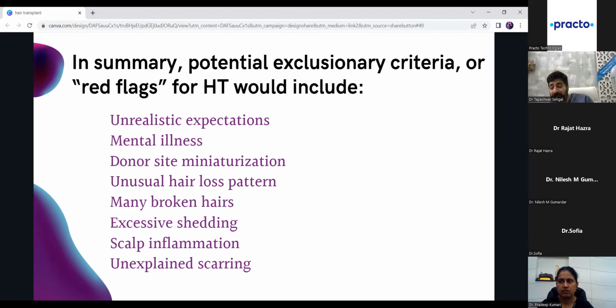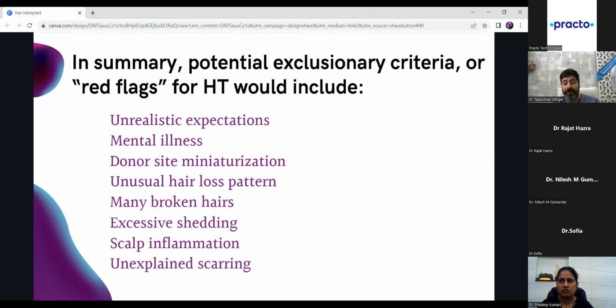Scalp inflammation like dandruff, some infection, folliculitis. You need to wait for at least that scalp inflammation to settle. Otherwise, the scalp bleeds so much, and secondly, the longevity of the hair, the taking of the hair, is also very poor. The scarred skin doesn't take up the follicles very well.